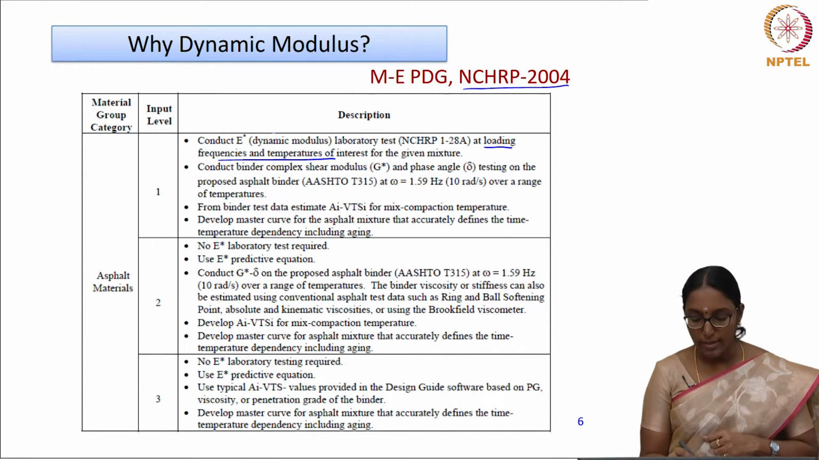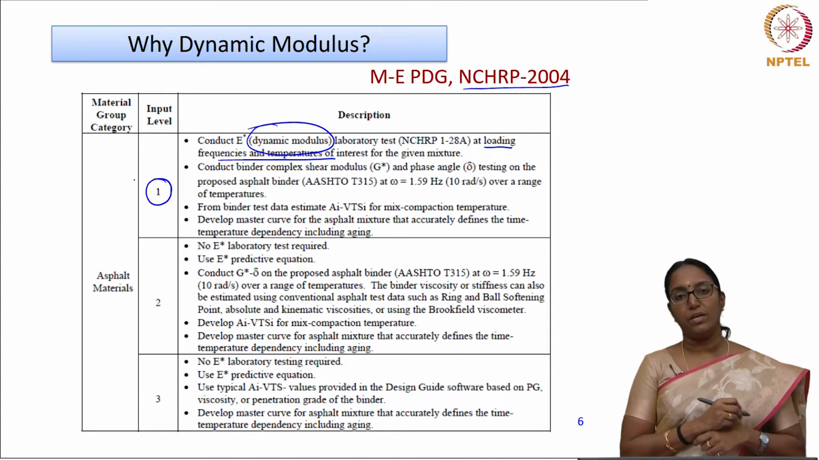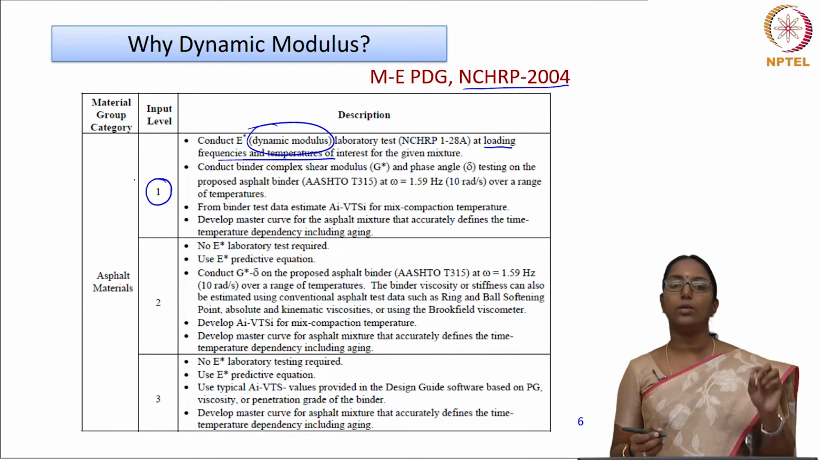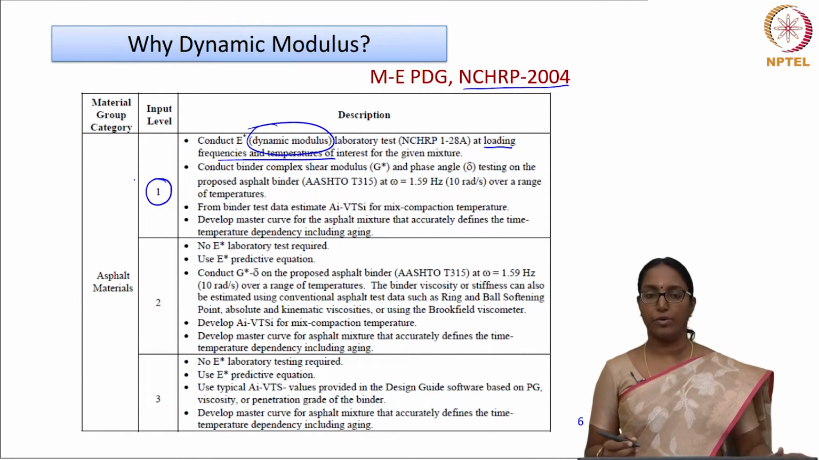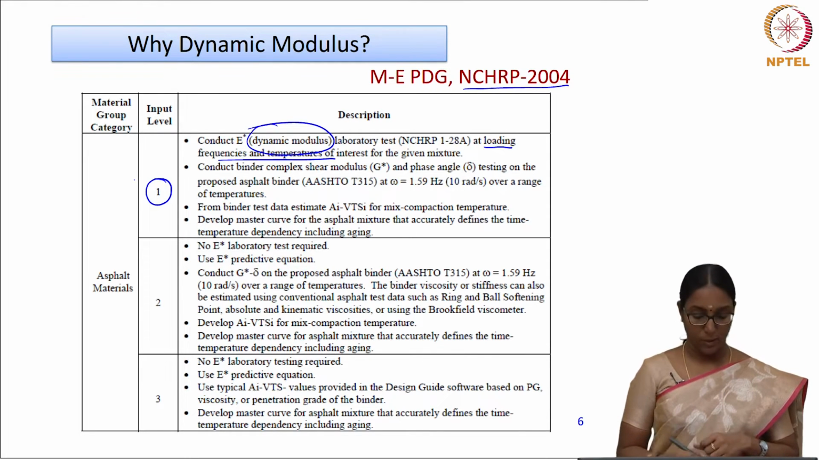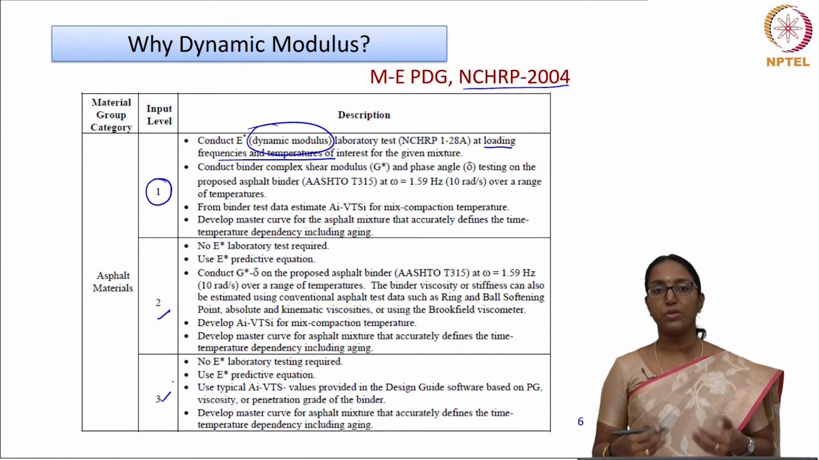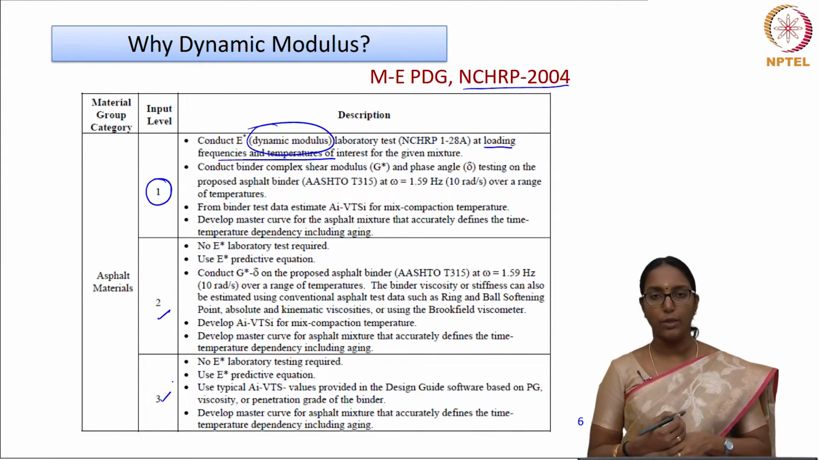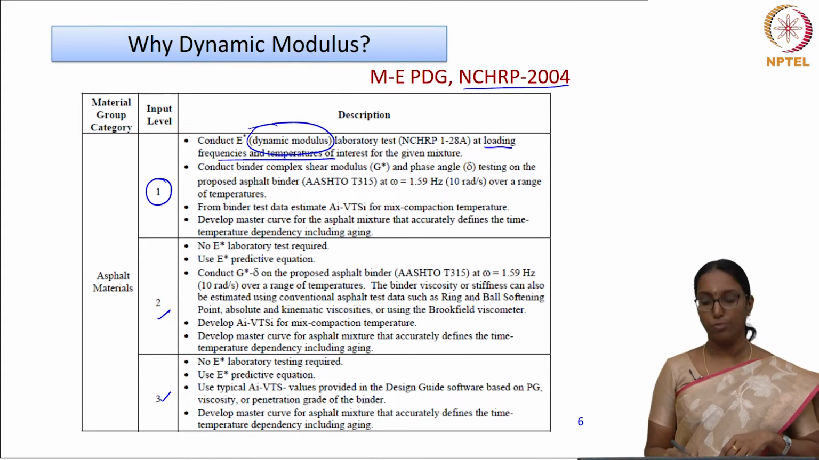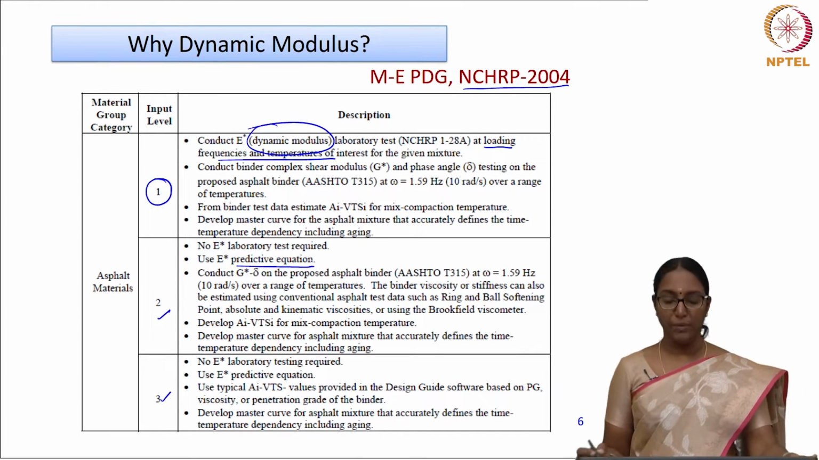Now you call this modulus as dynamic modulus. So in the level 1 of MEPDG, it is required that you determine this modulus value in the laboratory. There are other levels of analysis in MEPDG as well. There is a level 2 and a level 3, which does not require you to capture this dynamic modulus value in the laboratory, but instead you can use predictive equations that are provided by MEPDG.